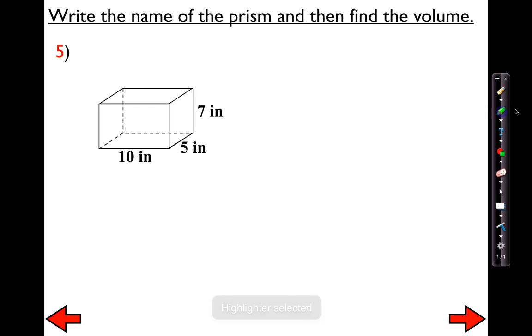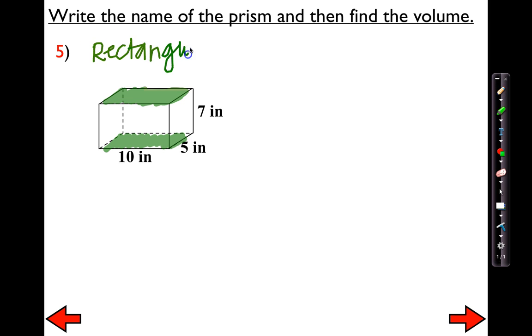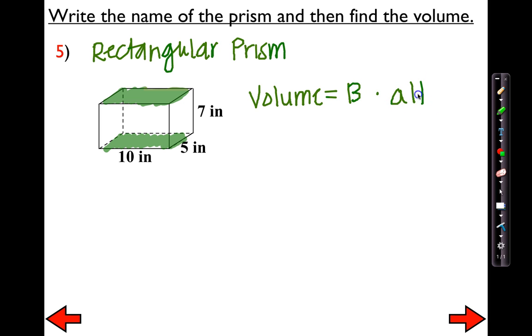Okay, so number 5. Now they're kicking it up a notch. Why? Because they didn't give us the volume of something, so we're going to have to figure it out ourselves. So here, I'm going to go ahead and shade these two and say that this is the base. Okay, so which means this is called a rectangular prism. Okay, so with that said, what I'm going to do is use the same formula. The volume is going to be determined by finding the area of the base and multiplying by the altitude.